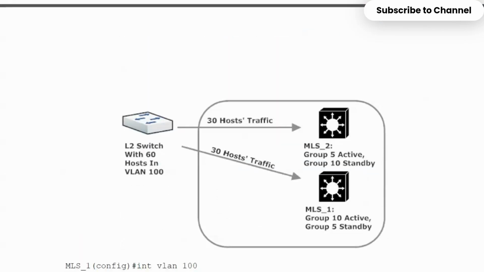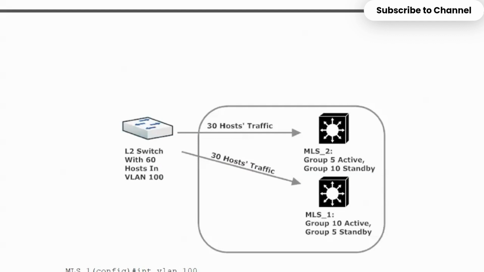So this is what we want to end up with, in essence. We want to split this load. It's not pure load balancing, of course, because we could have some hosts sending a lot more traffic. But the thing is, it's better than what we had. So in the end, we want Switch 2 to remain the active for Group 5, but be the standby for Group 10. We want the inverse, really, for Switch 1. We want Switch 1 to be the active for Group 10, but the standby for Group 5.